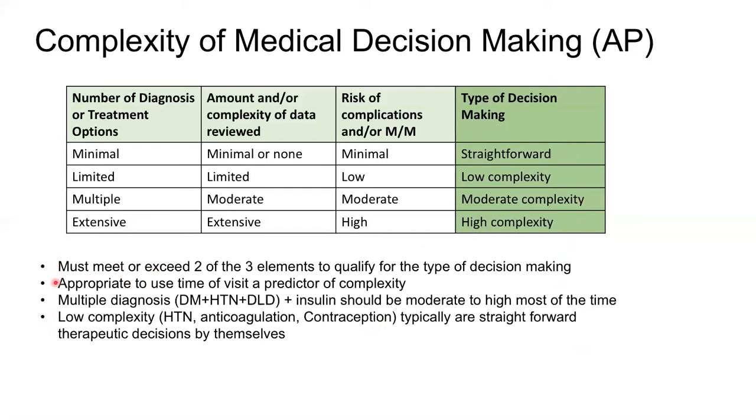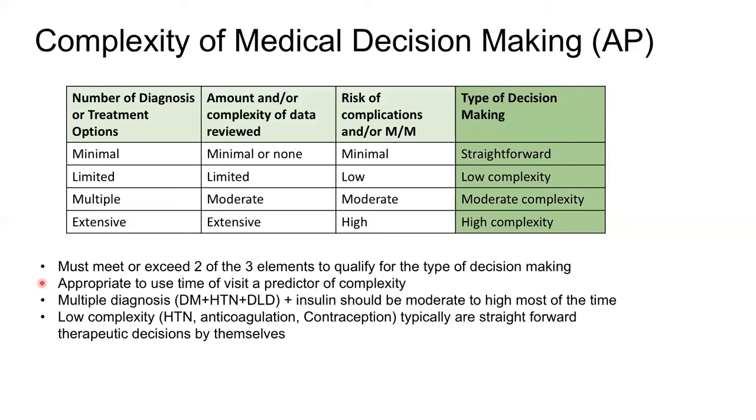It's appropriate to use time as a predictor of complexity. If 50% of the time that was spent with the patient was counseling or coordinating care, so referring care to the provider or setting up adherence filling with a pharmacy, those things need to be clearly documented in your plan when you're seeing the patient.